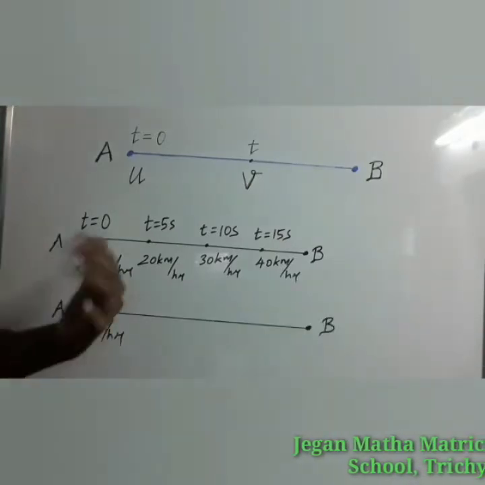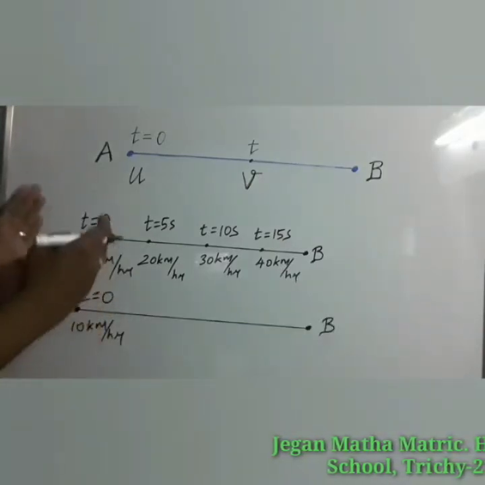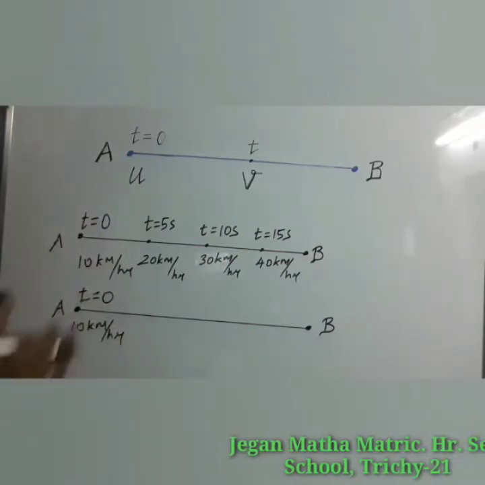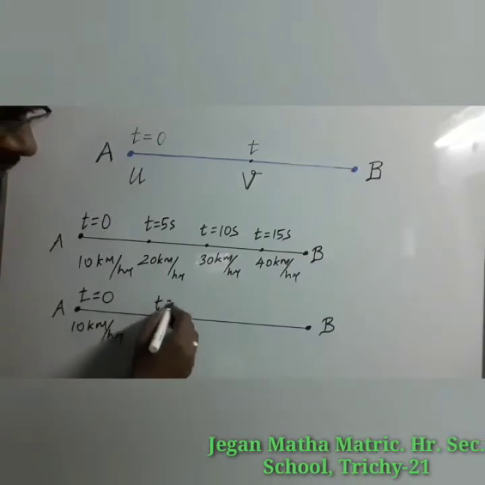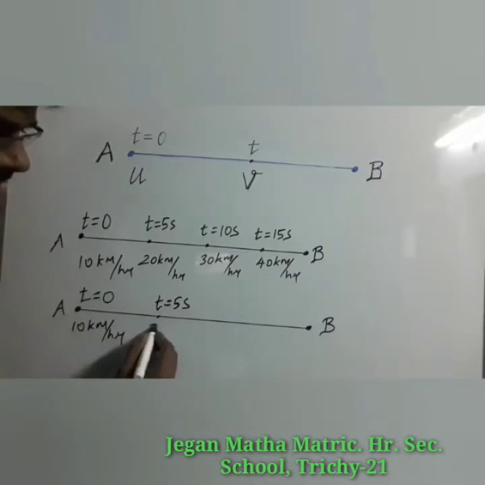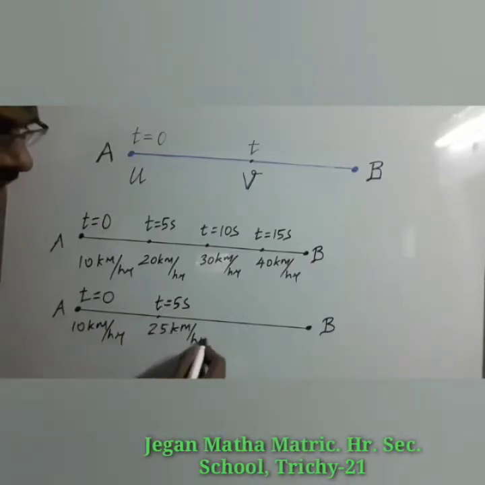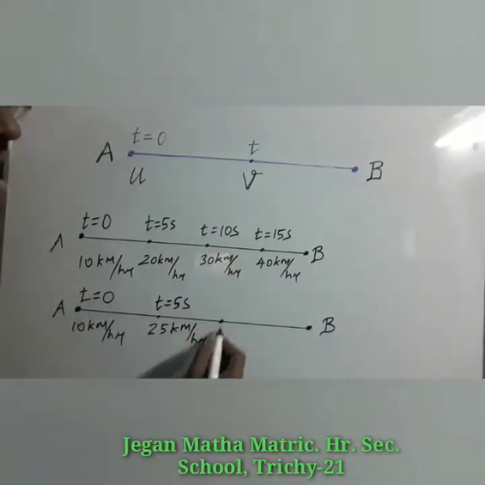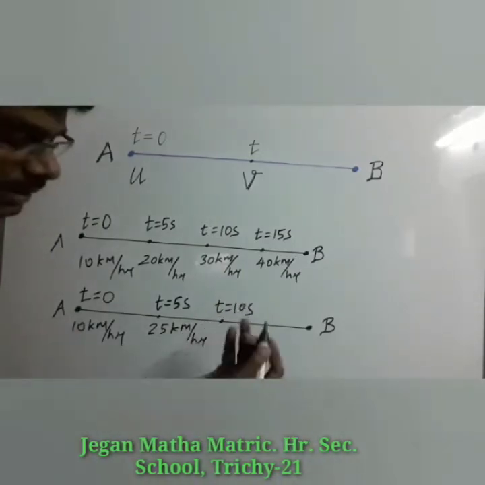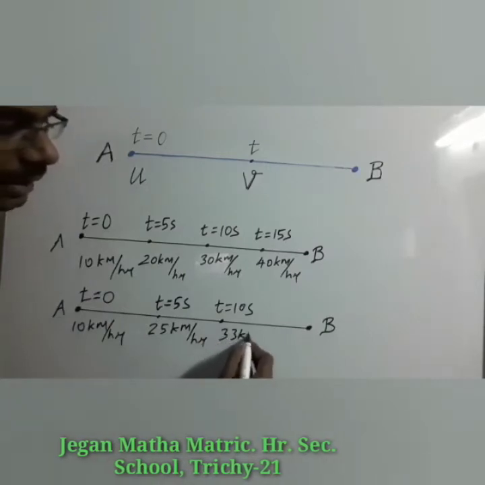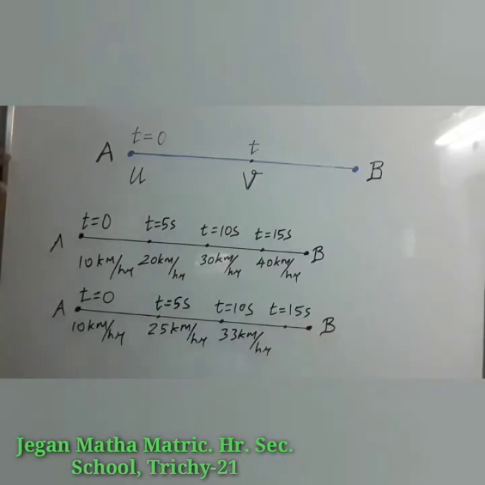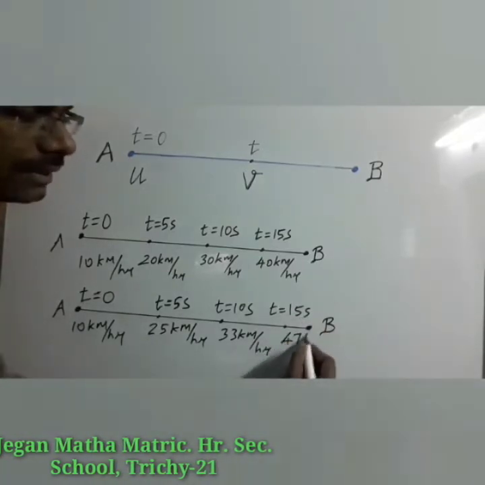Let us discuss the second example. Same thing, at t equal to 0, at the initial position, the velocity of the object is 10 km per hour. After 5 seconds, t equal to 5 seconds, the velocity is 25 km per hour. For the next 5 seconds, that means at 10 seconds, its velocity is 33 km per hour. At the 15th second, its velocity is 47 km per hour.